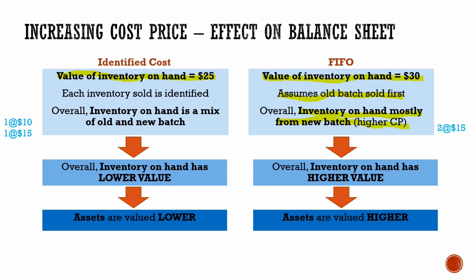So overall, we can see here between the two methods, the FIFO method will give us a higher value of inventory on hand. And therefore, if we look at the effects on the balance sheet, the assets are therefore valued higher in the balance sheet when FIFO method is used.